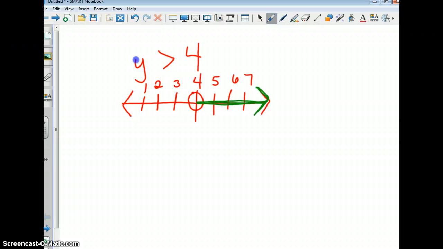Okay? Notice my arrow starts at that number, so it's going to start at 4, and it's pointing to the right. Look, this arrow's pointing to the right. Huh, my arrow's pointing to the right. Maybe. Let's look at another one.